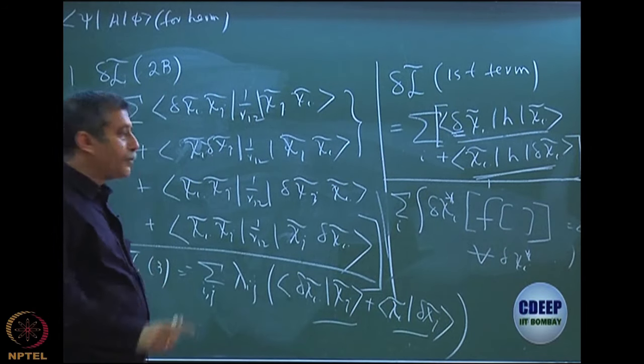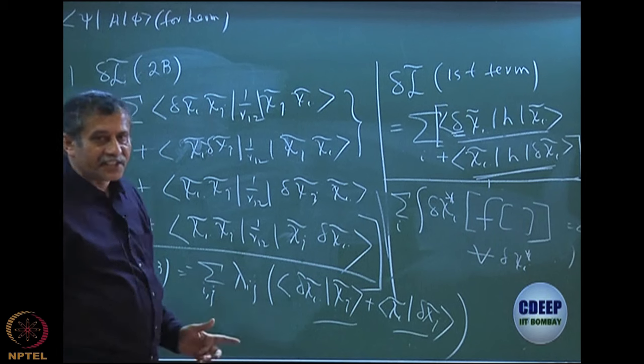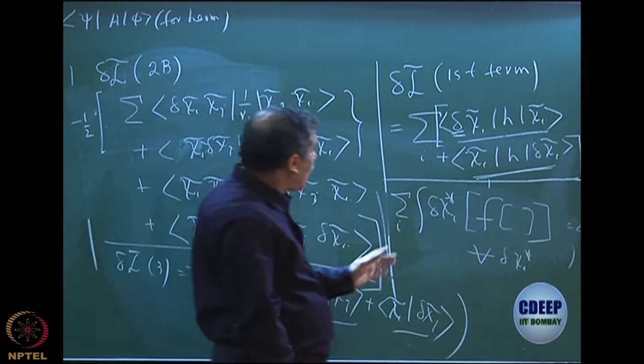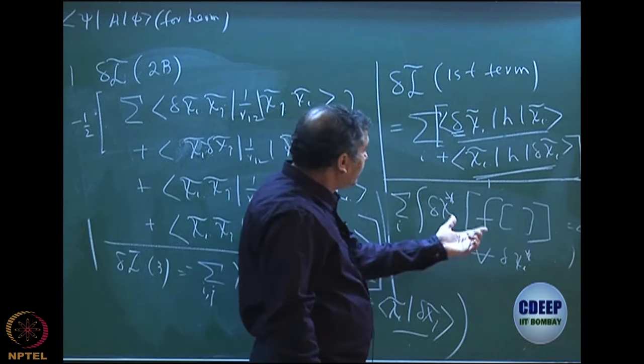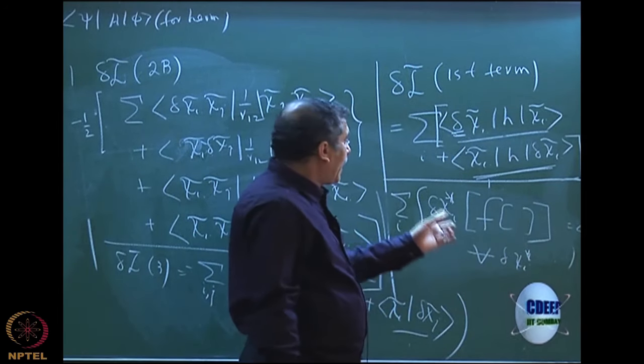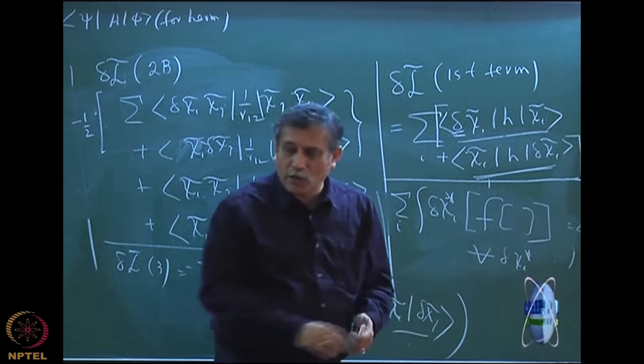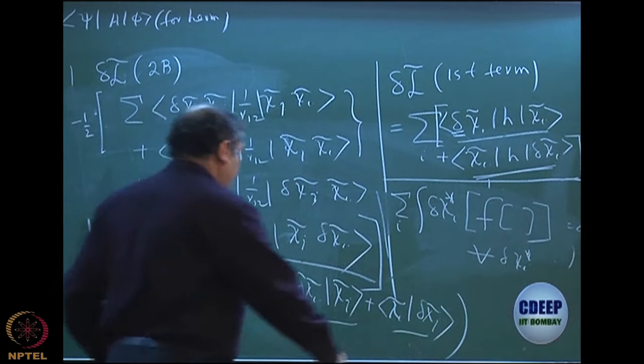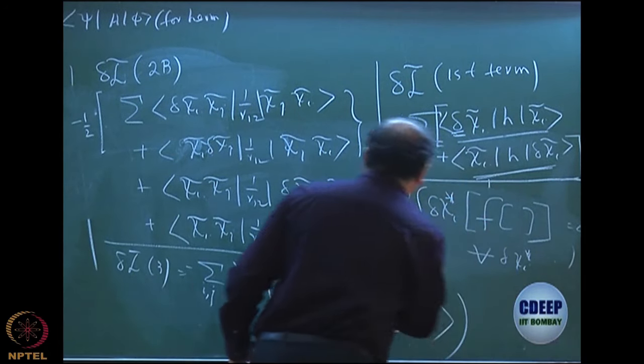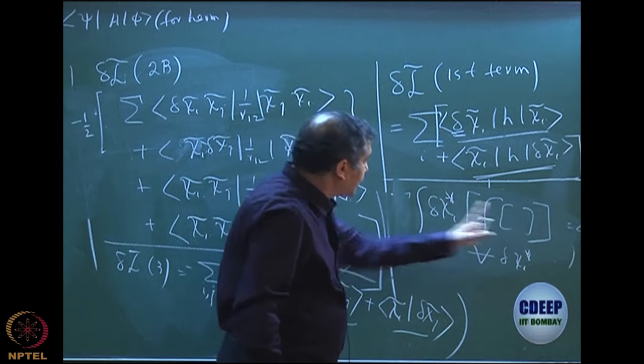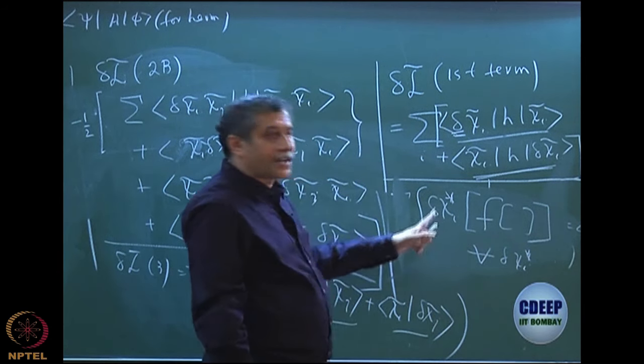Then the first thing that I will do is a sufficiency condition. To make it equal to 0, I will say that for each i, it is 0. For each i, if it is 0, then I don't need to write the sum. So I will say this is 0 for all arbitrary delta chi i star.